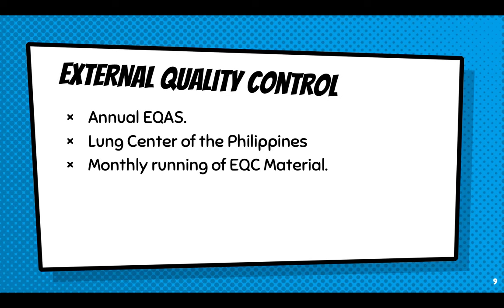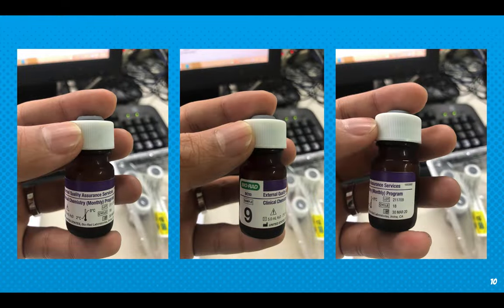So here, we have the Lung Center of the Philippines as the National Reference Laboratory for Biochemistry, and we have a monthly running of your external quality material. So this is actually how your external quality control material looks like. Let's start on the leftmost picture. You can see this is actually the clinical chemistry monthly program, and this is the provider here.